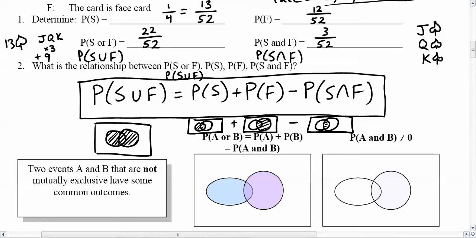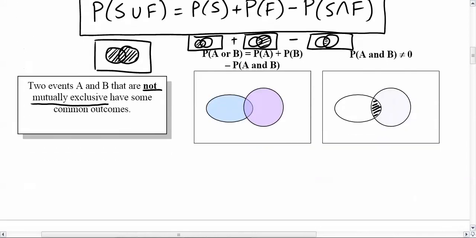And this is 2 events that are not mutually exclusive. They have an event in common. They have some common outcomes. So they do have some overlap. So we have to take that into account. Are there any questions? Okay, let's apply it in a practice situation.